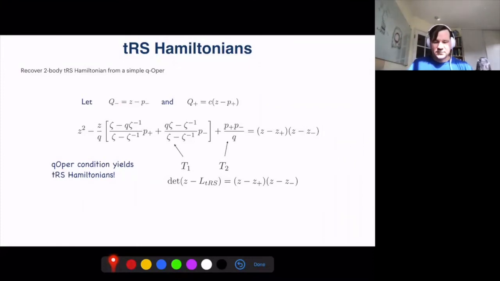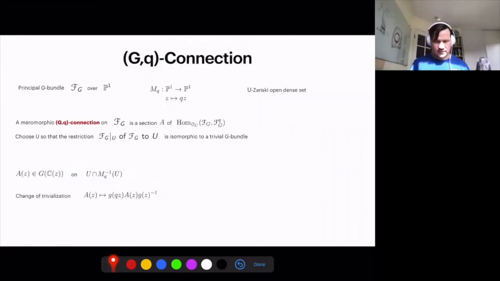Okay, so that's it for SL2, and maybe I can comment about the general case for any group G. Are there any questions about SL2? Okay, so what about any group G? So here G is a complex, algebraic, simply connected Lie group, right? And you can define oper for any such group.